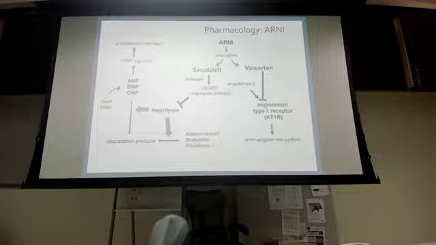Sometimes it's even first line over the ACE or the ARB if the patient can tolerate them, because they do reduce cardiovascular death, they reduce hospitalizations. There's an indication there for your NYHA class 2 to 3, sometimes all the way up to 4, HFrEF.